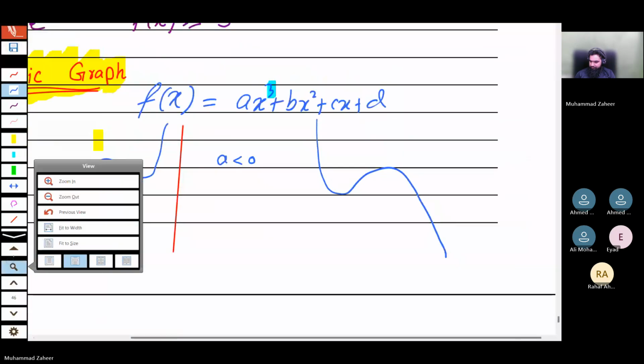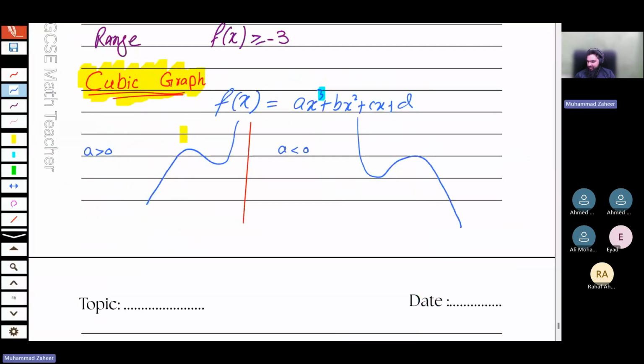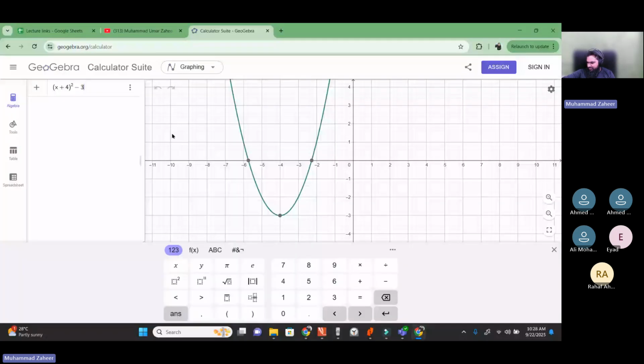This is the shape of the cubic graph. You can check it on GeoGebra, for example. I'm going to draw a simple graph, x raised to power 3. Look here, it is going to be like this shape.